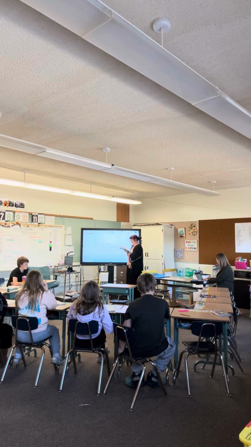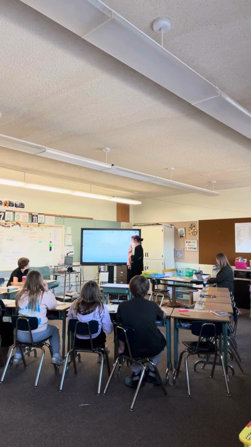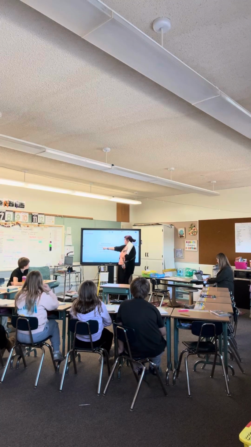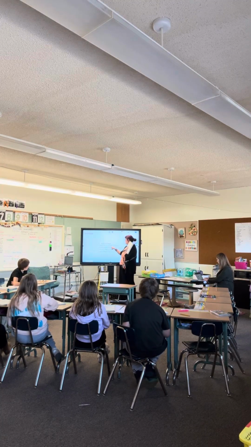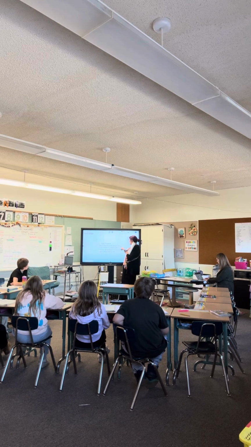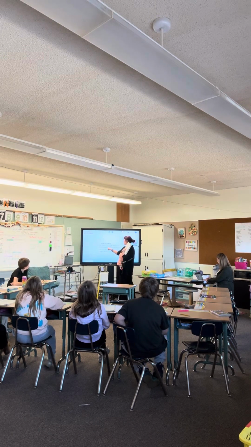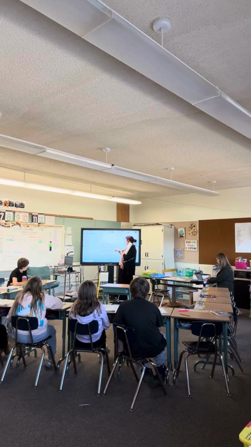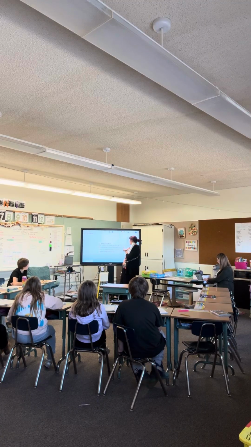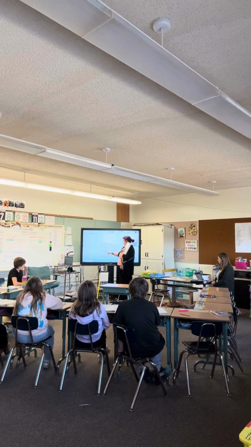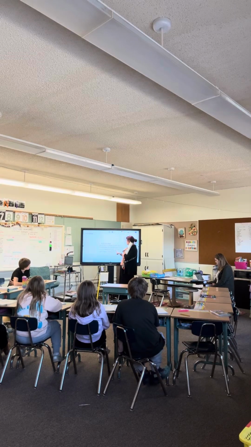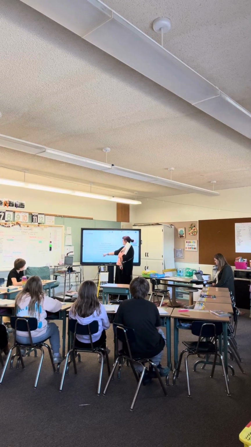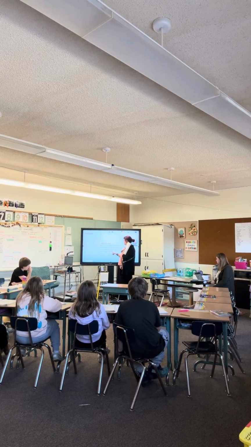Okay, we're gonna choral read this really fast. Ready? Okay. Any fraction or mixed number with a denominator of 10 can be written as a decimal. The tenths place is to the right of the decimal point.